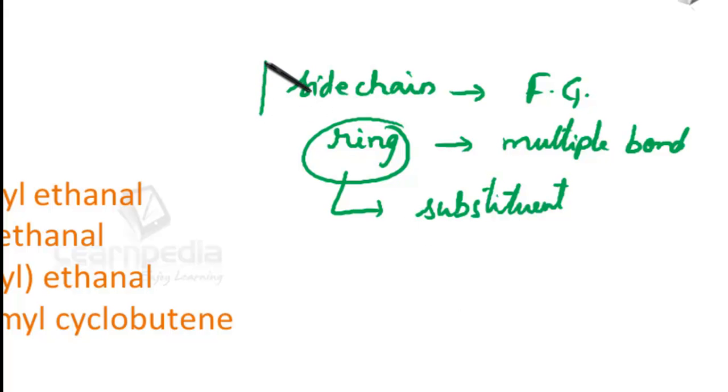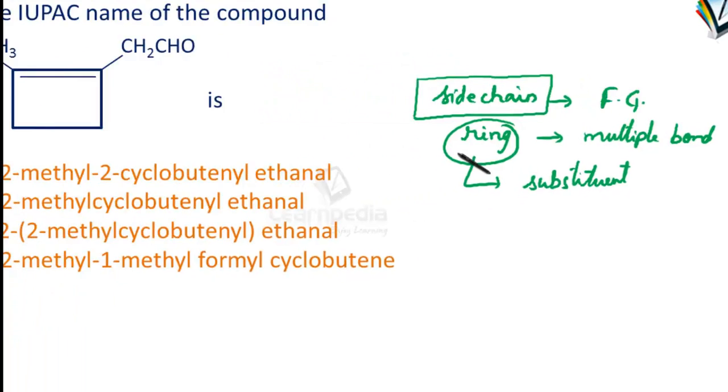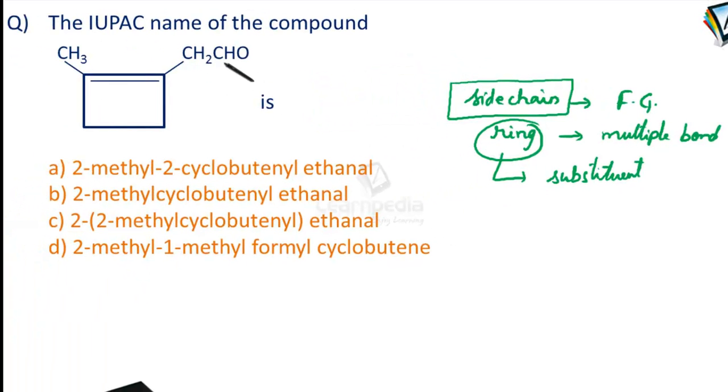Means this becomes the parent chain and the ring becomes the substituent. So in this parent chain, we need to give numbering in such a way that the carbon atom of the functional group gets the lowest possible number. So it means we get 1 for this carbon and 2 for this carbon.